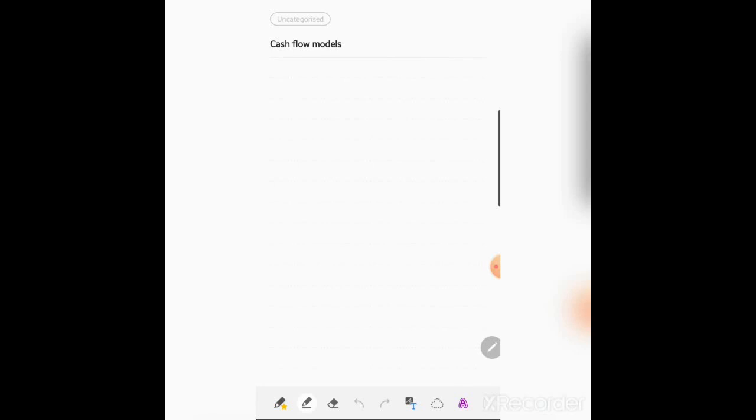Just to start up, for any investment decision, what people tend to do is they try to project. When I say I'm doing a financial investment evaluation, my intention is to have a projection of all the future cash inflows.